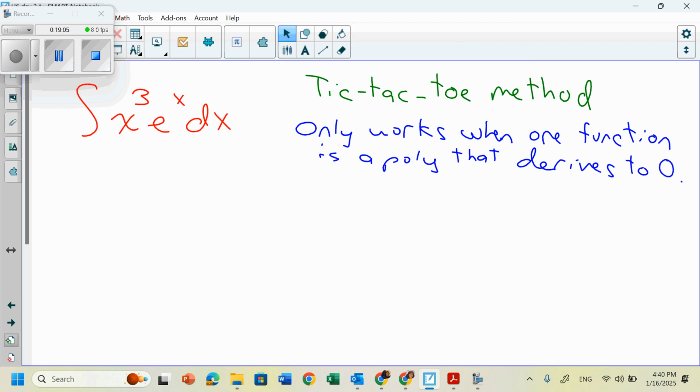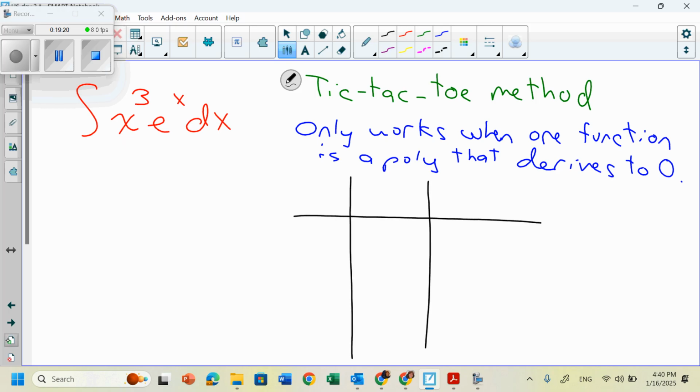So here's how the tic-tac-toe method works. We're going to draw 3 columns. The first one we're going to put a plus or minus. The second one is going to be u, and the third one is going to be dv. We're going to ignore the first column right now. We're going to just deal with the second and third column. The second column is u. That would be x cubed. The third column is dv. That would be e to the x dx. That middle column with the u, we're going to derive. You're going to derive till you get to 0. Literally, we're going to derive till we get to 0.